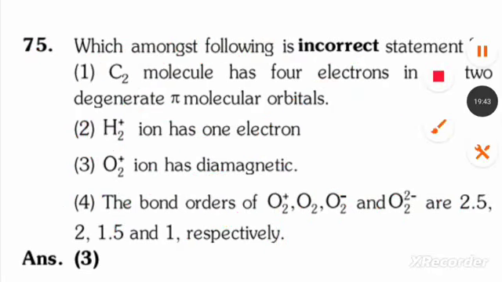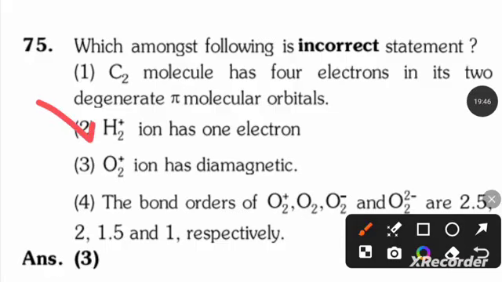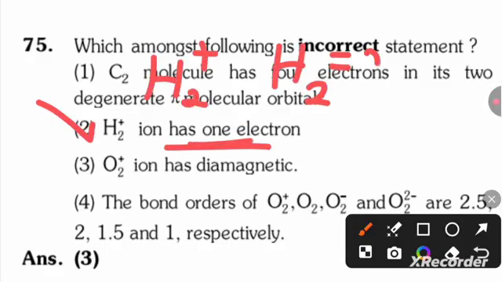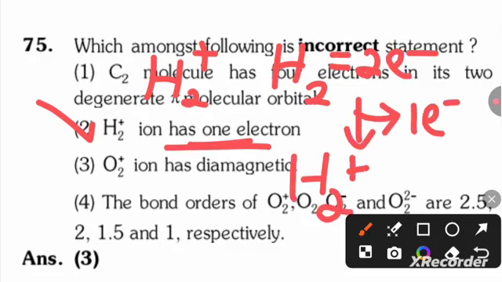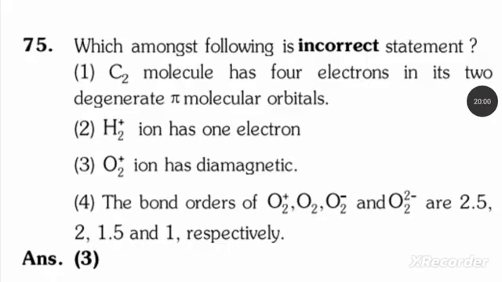In the second statement, the H2 plus ion has 1 electron. Of course, in a hydrogen molecule there are 2 electrons. So after losing one electron, it will form H2 plus. So this is also a correct statement. Both the statements are correct. Let us go to the third statement.